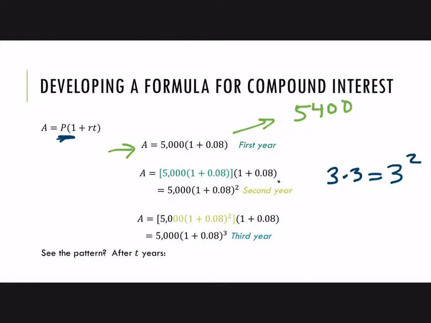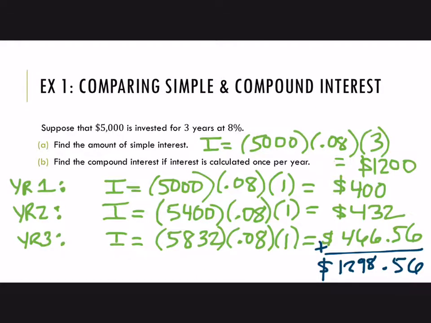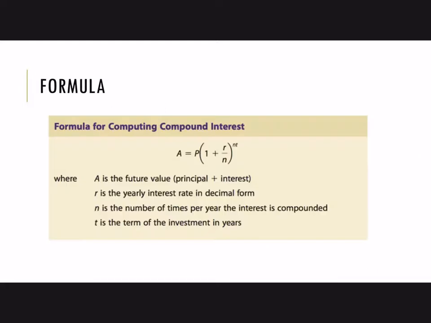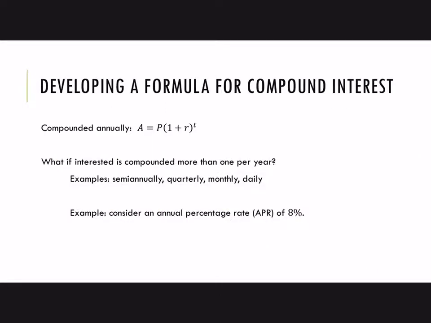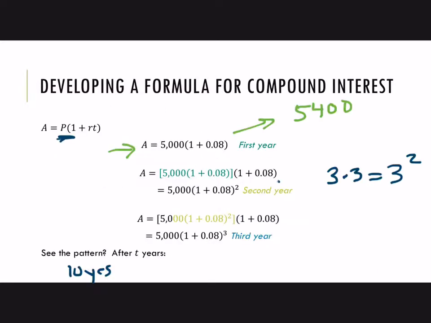All right, so you can guess, at the end of 10 years, rather than having to go through this long process 10 different times, okay, we're back. After doing that 10 times, instead of that, I can use the shortcut formula. I know that it's going to be 5,000 times 1 plus 0.08 to the 10th power.